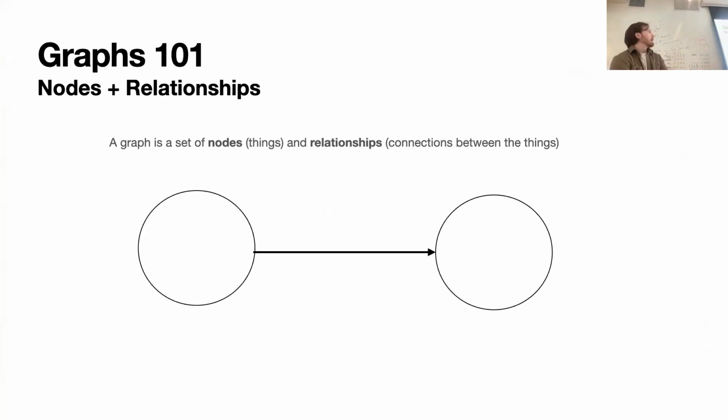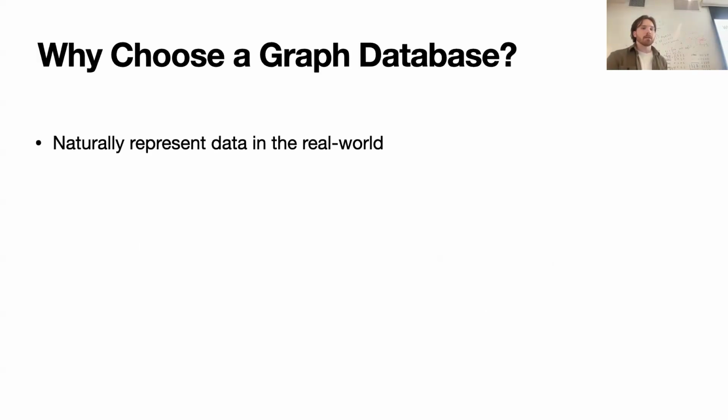So just to cover our bases, if anyone's not familiar with what a graph is, formally, it's just a collection of vertices and edges, or informally, it's a set of nodes or things and relationships that connect to other things. So it's pretty basic. Why would you choose a graph database?